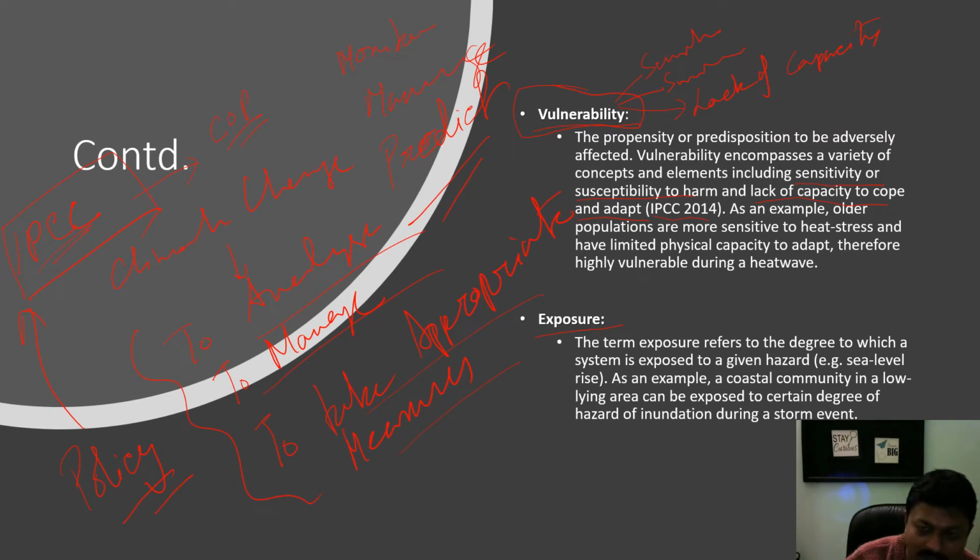You see, when sea level rises, not the entire adjacent area is damaged. Only the low-lying areas are damaged. So the degree of hazard is more for low-lying areas compared to high-altitude areas. So for sea level rise, low-lying areas are more exposed to the hazardous event compared to the high-altitude areas. So that is known as exposure.